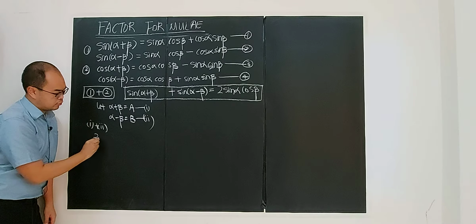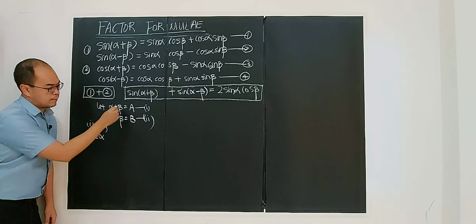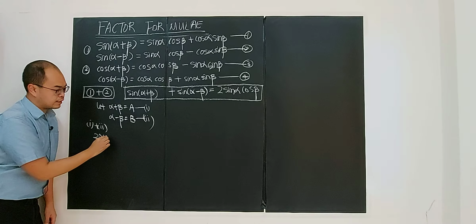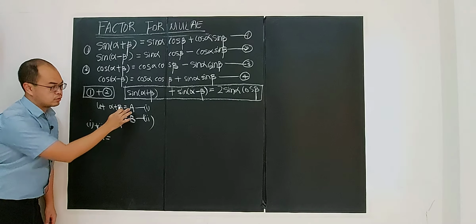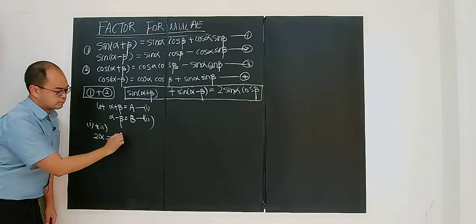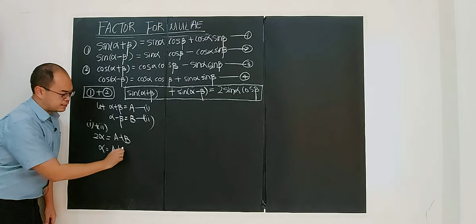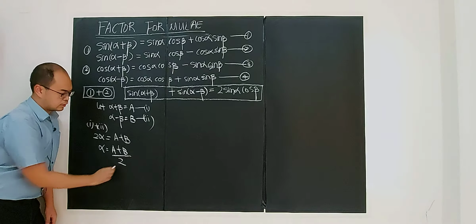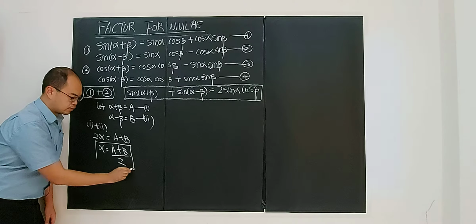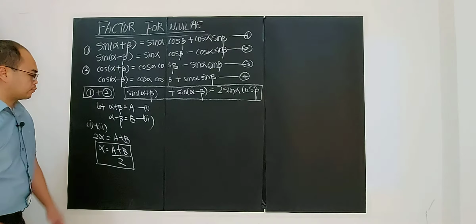Alpha plus alpha, you will have 2 alpha. Beta plus negative beta, you have 0, and you have A plus B. So then you know that alpha can be rewritten as (A plus B) over 2. This is a very important result. You must know that. Later I will tell you what to do.